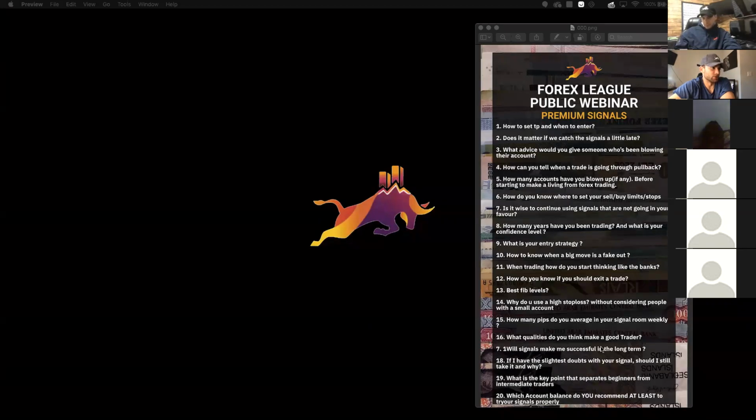All right, why do you use a high stop loss without considering people with a small account? I thought this question was interesting. We're always putting our stop loss outside of structure. It's part of the plan. We're always going to use structure to our advantage. That way, when it is in drawdown, we can rely on the fact that if this level is broken, then we're not in a trend that we want to be in.